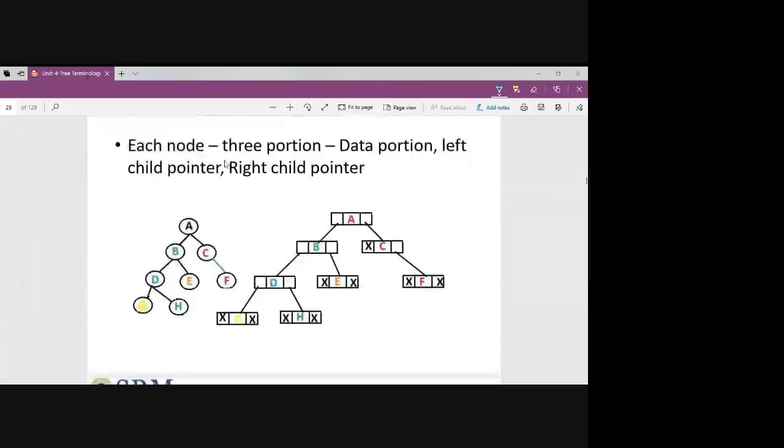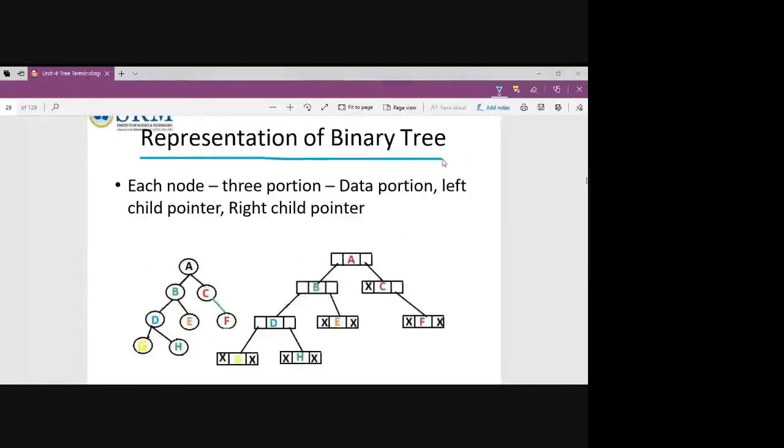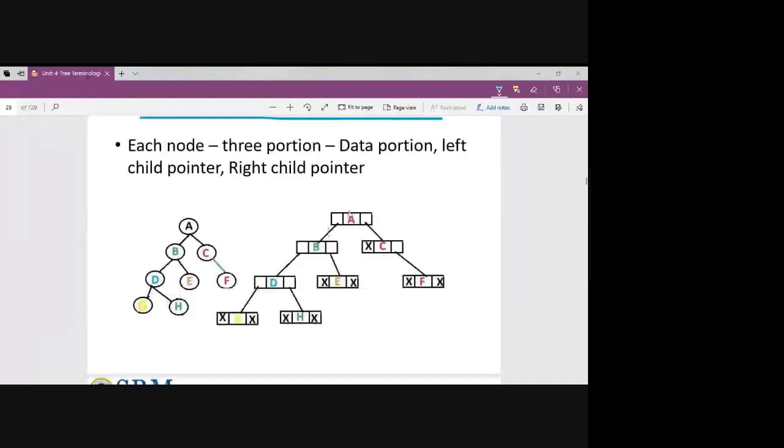Now this is the most important thing you want to see: the representation of a binary tree. In a normal linked list, you have data and a next pointer, which holds the address of the next node. In a doubly linked list, you have a previous pointer and a next pointer. Here your node is divided into three portions: data, left child pointer, and right child pointer.